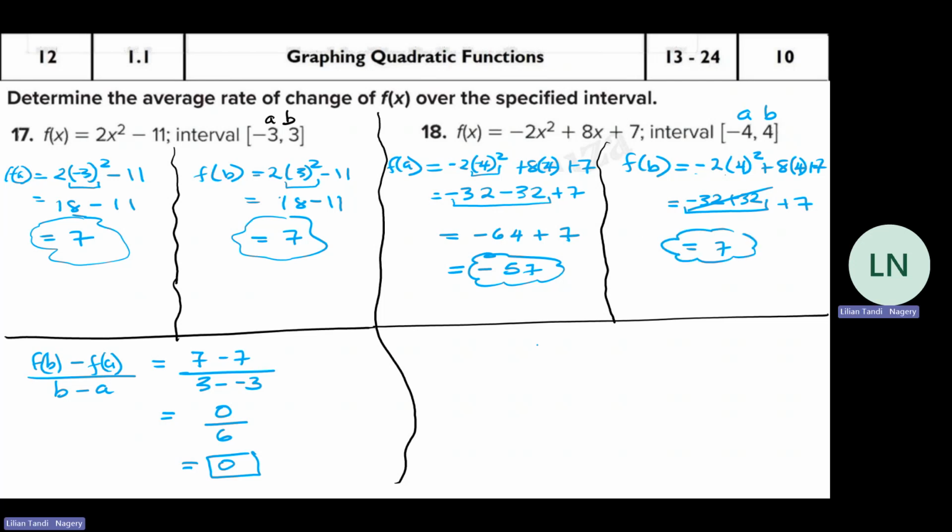All right. Now let's do rate of change. F of B minus F of A over B minus A. 7 minus -57 over 4 minus -4. So that should give you 64 over 8, which gives us 8.